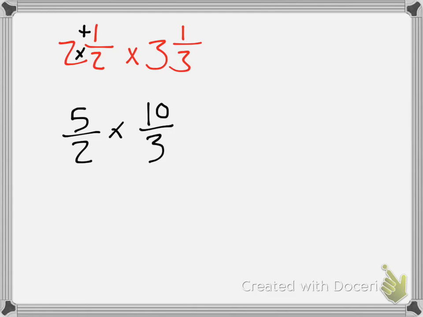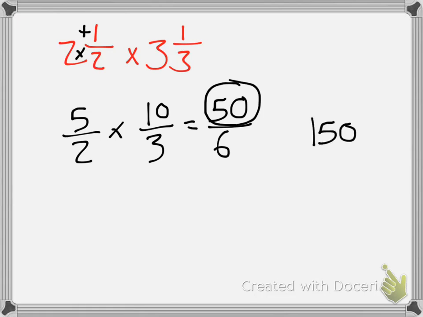3. Then I'm just going to, again, multiply straight across. 5 times 10 is going to give me 50. 2 times 3 is going to give me 6. Now, this is the correct answer, 50 over 6. That is the right answer, but we need to simplify it, and so I'm going to divide. Anytime the numerator is larger than the denominator, I'm going to divide to get a mixed number.